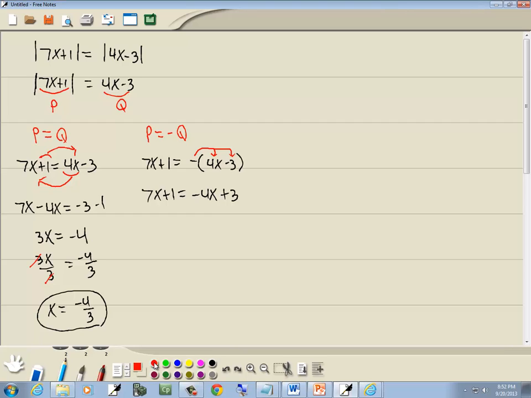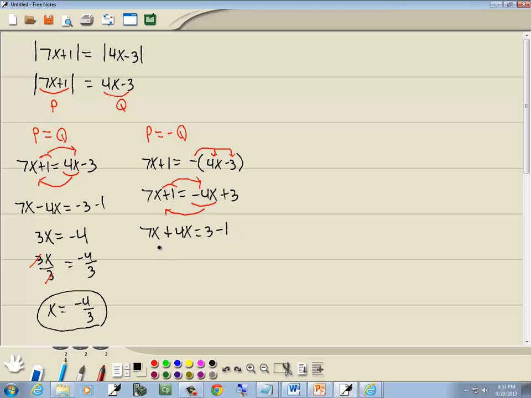Second step, get rid of fractions. Don't have any. Third step, get everything with an x on one side, numbers on the other. So I'll take the negative 4x and move it to the left side. And I'll take the 1 and move it to the right side. Remember, when you take anything across your equals, your sign changes. So the negative 4x becomes a positive 4x. The positive 1 becomes a negative 1.